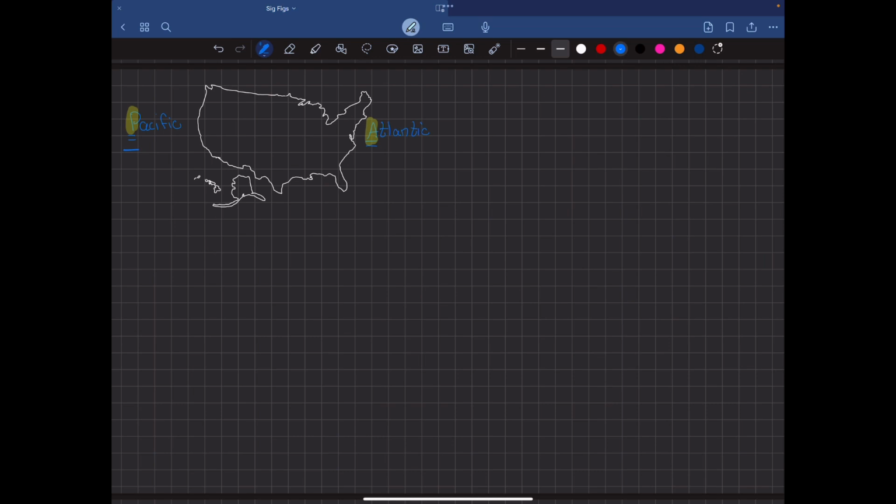If we have a sig fig with a decimal present, we're going to read the whole number from the Pacific Ocean towards the Atlantic, or in other words, from left to right, and we start with the first non-zero number.